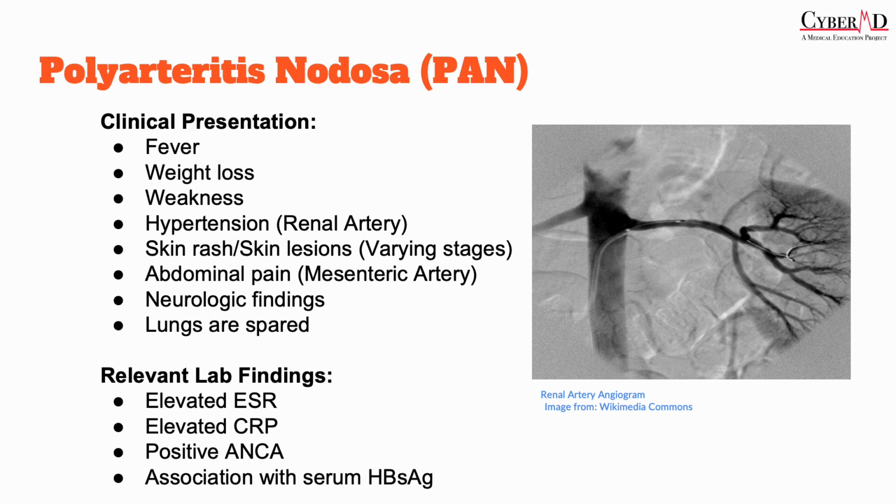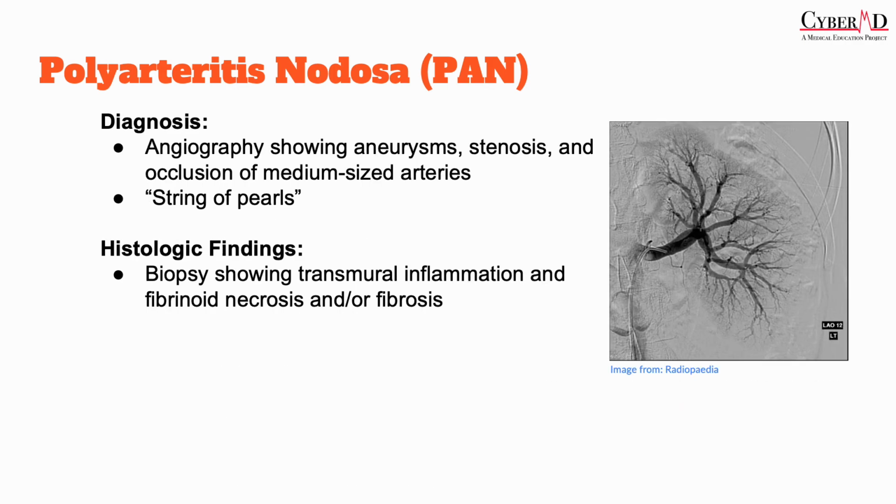Symptoms of polyarteritis nodosa can vary depending on the organs affected by the inflammation, but common symptoms include fever, fatigue, weight loss, abdominal pain, and muscle and joint pain. Symptoms such as skin rash, nerve damage, and kidney problems can also occur, and you may see an elevated ESR or an elevated CRP as well as the other lab findings that are listed on the slide.